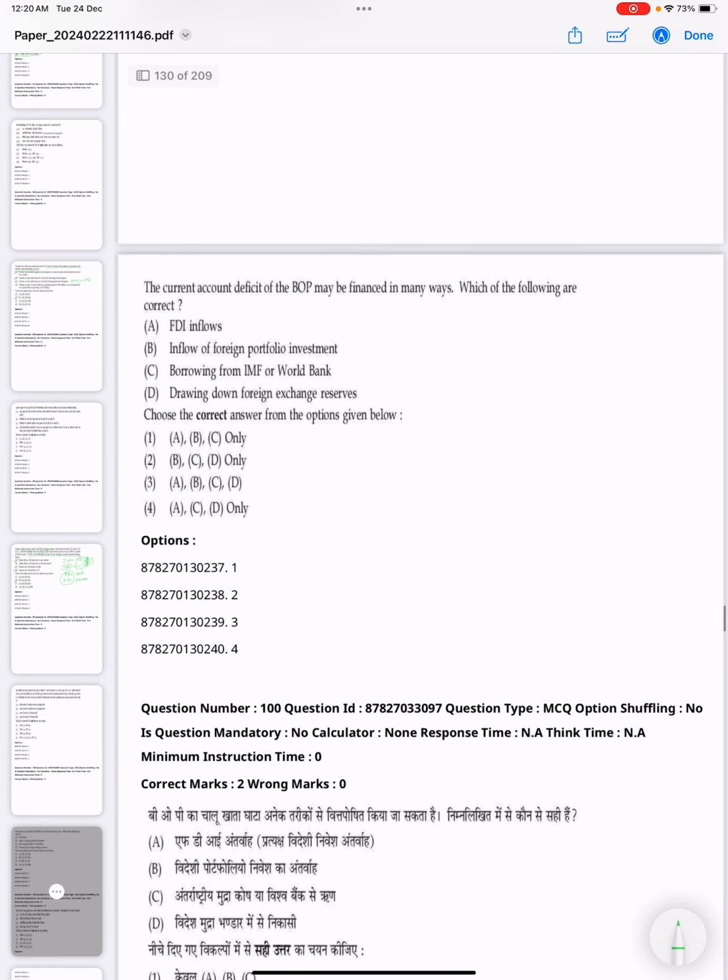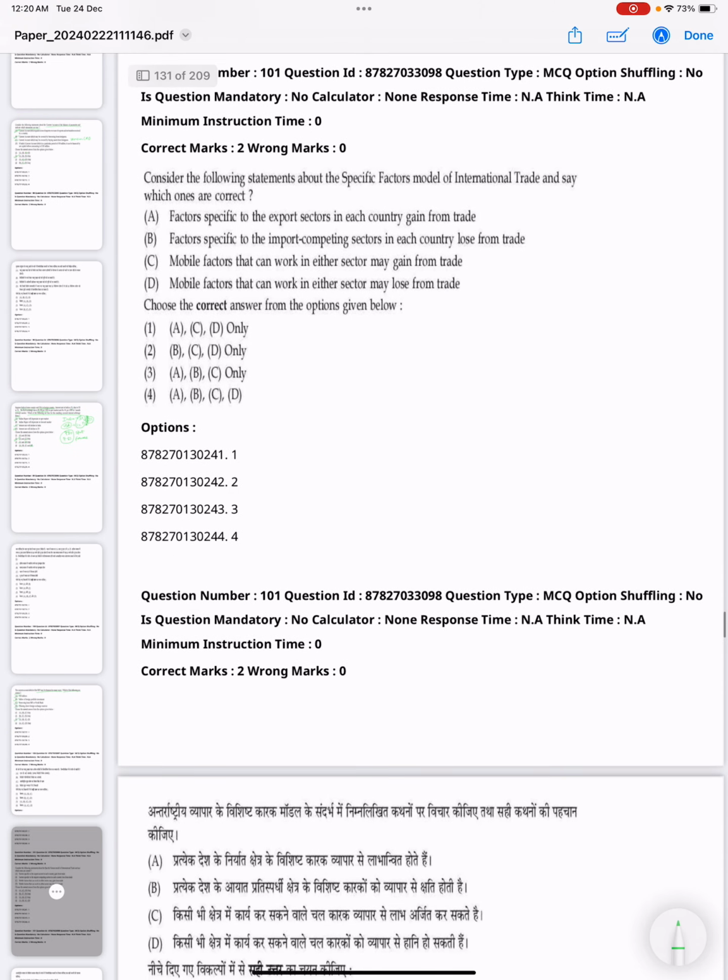The current account deficit of BOP may be financed in many ways. Which of the following are correct? FDI inflows, inflow of foreign FPIs, borrowings from IMF or World Bank, drawing from reserves. Yeah, all of them are correct. Now since we have done 100 questions, I'll take just a 2-minute break.